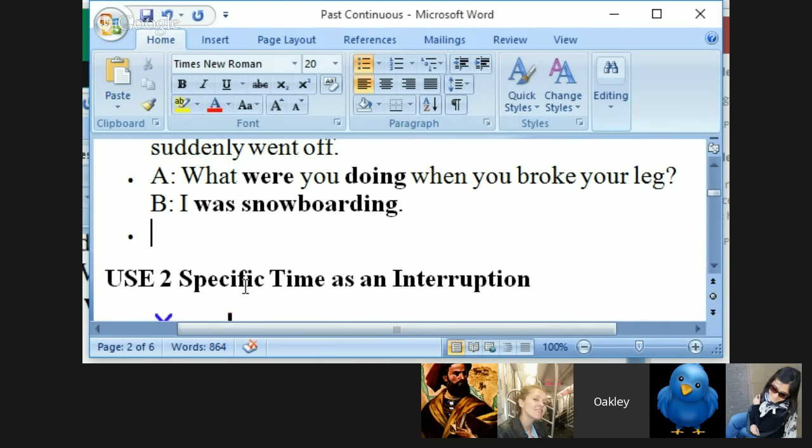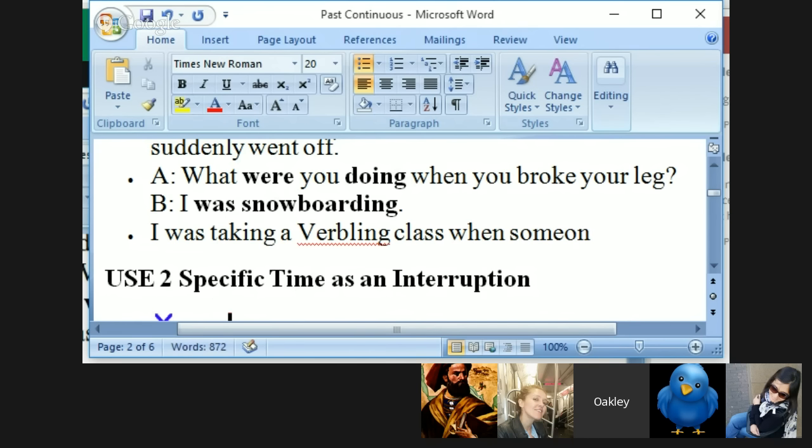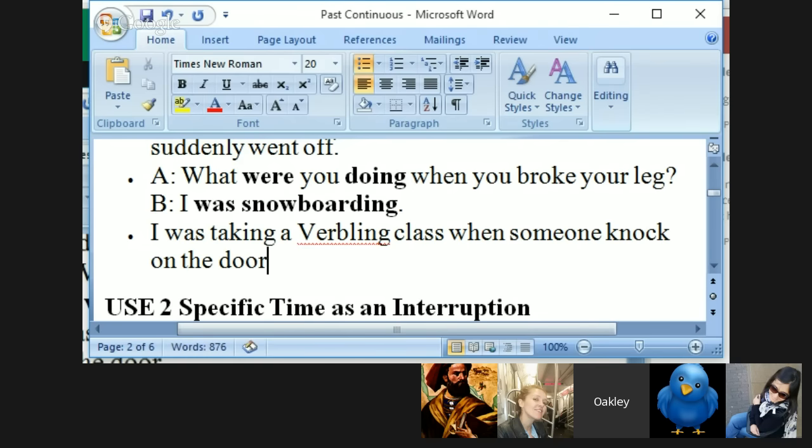Okay, perfect. Well, I was taking a verbing class when someone knocked on the door. Okay. Can you see it? This is all good. The first clause is all good. I was taking a verbing class. All right. Past continuous.